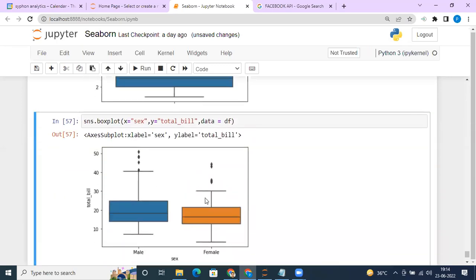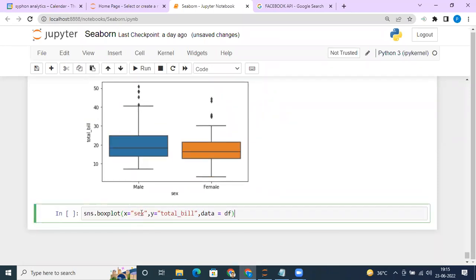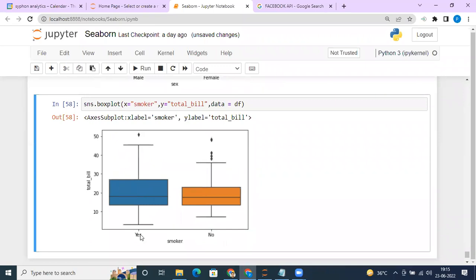See, in males we also have outliers, and in females also we have outliers. So we can individually analyze them better, very easily and very quickly. Any other information, suppose I want to see the impact of smoker and non-smoker on total bill. I can do that with smoker. Again we get information: where smoker is yes we have fewer outliers, and we have more outliers when the person is a non-smoker. So we can remove those. That is actually very, very important, doing this individually category wise.